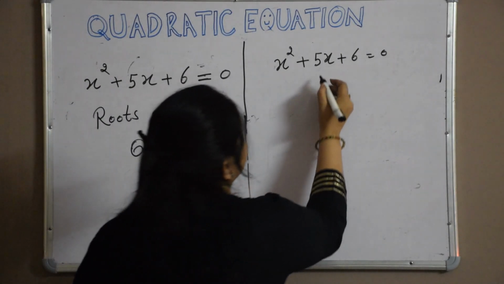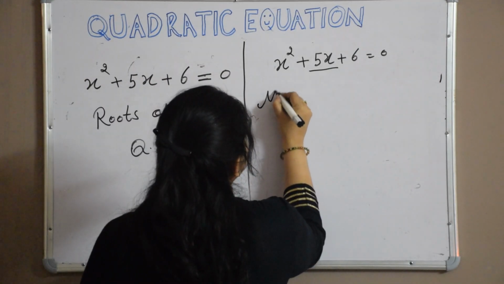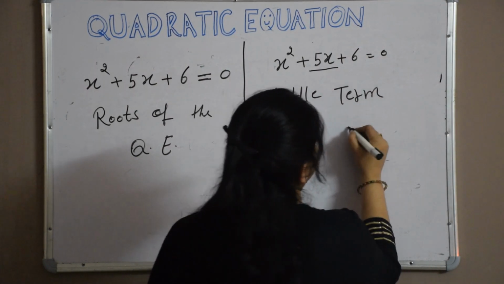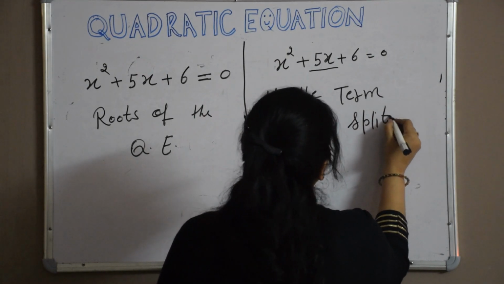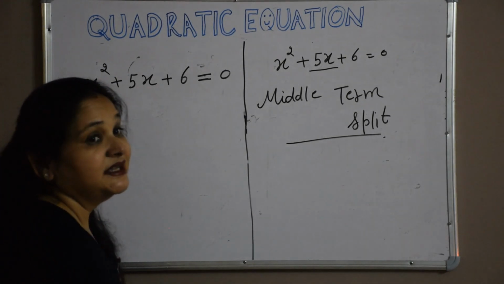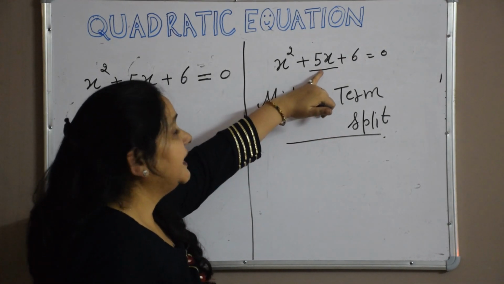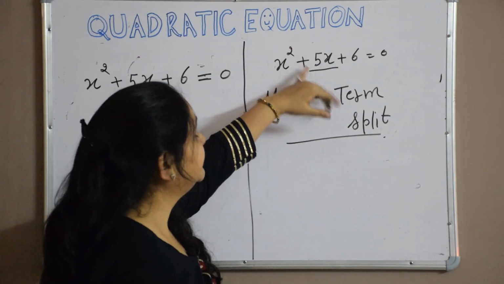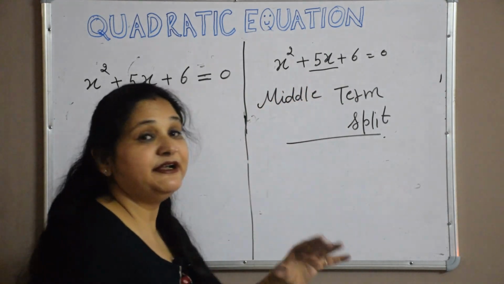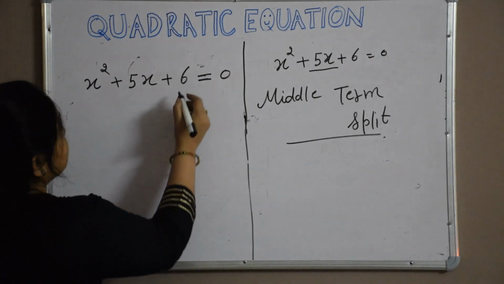So there is a way to find the roots of this quadratic equation, and that is called middle term split. That is the name of the method. As we can see from the name, I have to split the middle term. There are three terms and the second term is the middle term, and I have to split the middle term into two parts. There is a specific way how I can do that.